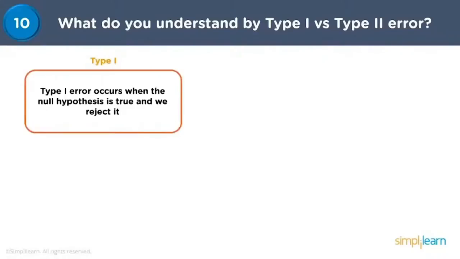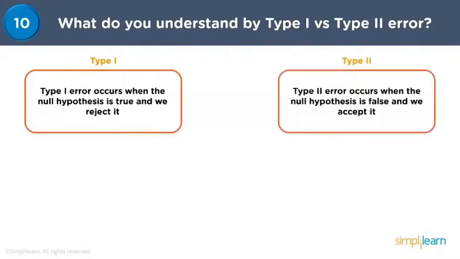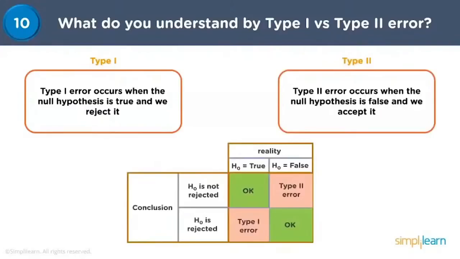So type 1 error occurs when the null hypothesis is true and we reject it. It is also known as a false positive finding or conclusion. An example could be an innocent person is convicted. And type 2 error occurs when the null hypothesis is false and we accept it. It is also known as false negative finding or conclusion. An example could be a guilty person is not convicted.